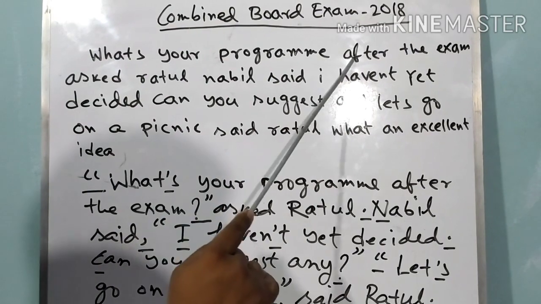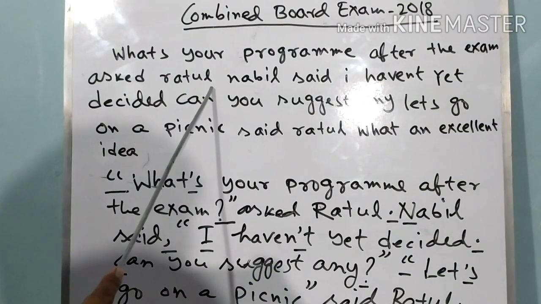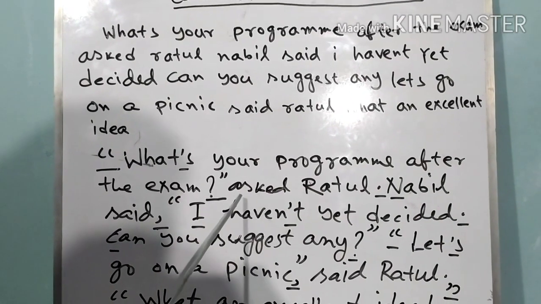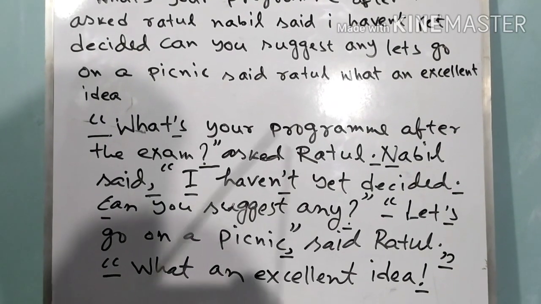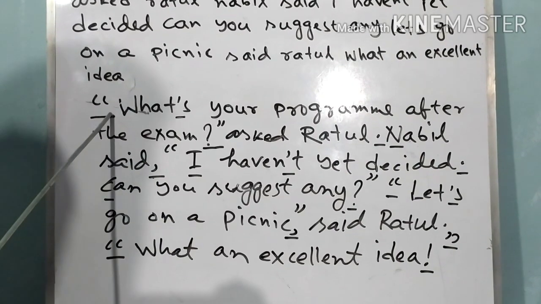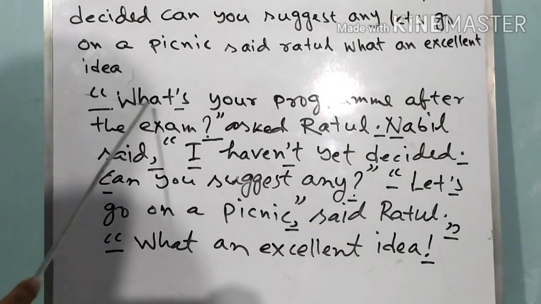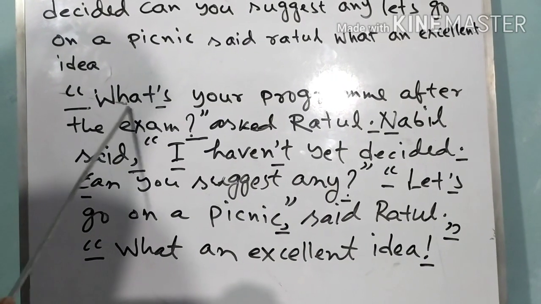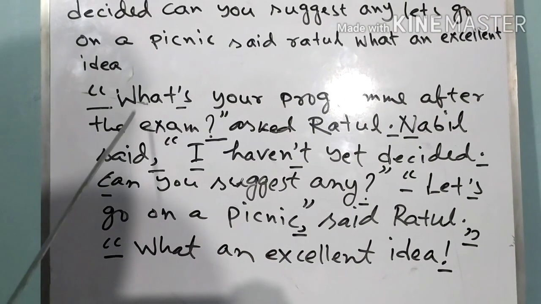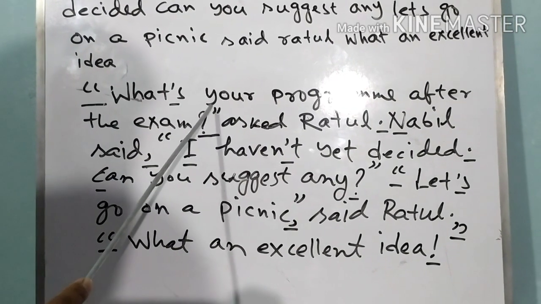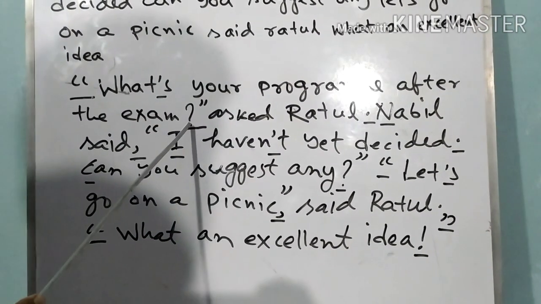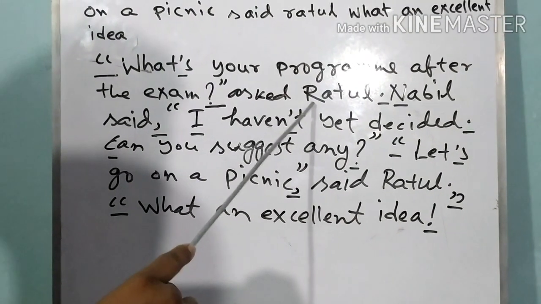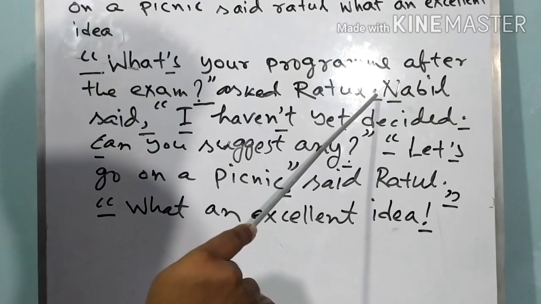What's your program after the exam? Asked Ratul. So asked Ratul, this is a reporting verb, and the reporting verb is after the sentence. So firstly, we have to use inverted comma here. You see what's, and it's a contraction. For that reason, there will be apostrophe. What's your program after the exam? It's a question, so for that reason we have to use question mark. Asked Ratul, and R will be capital. Ratul is a proper noun. Then will be full stop.